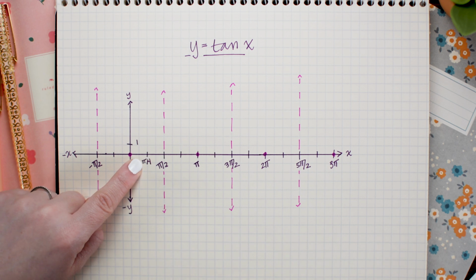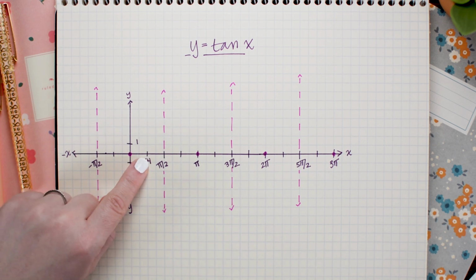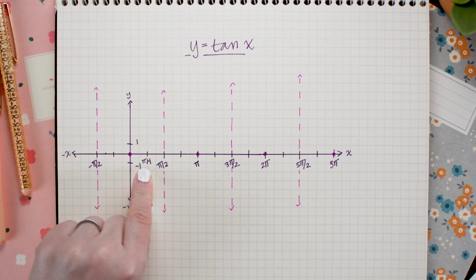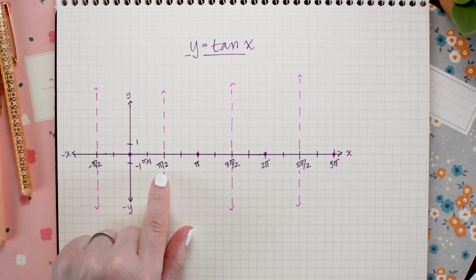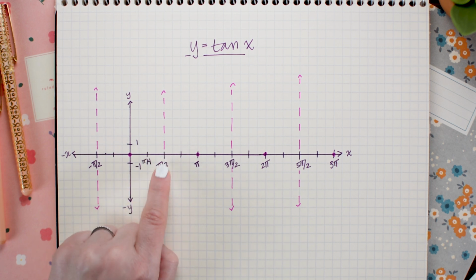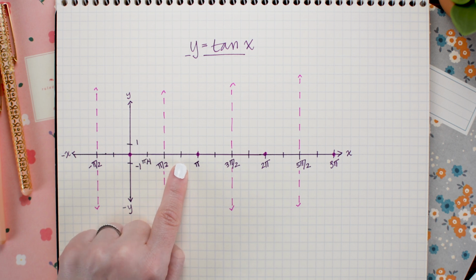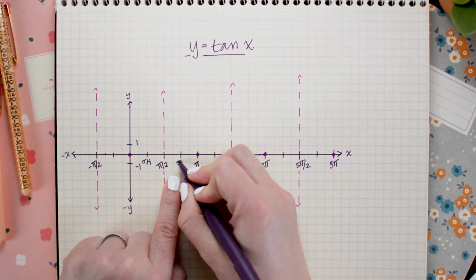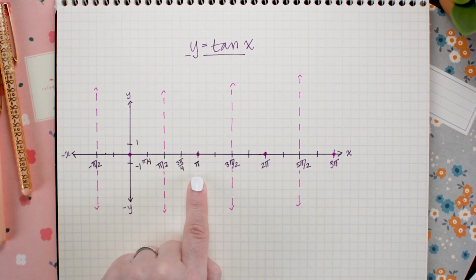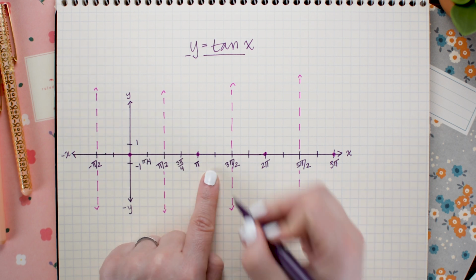Now I'm going to be counting by 1/4. So that means that if this is 1/4 pi, here would be 2/4 pi, which reduces to pi over 2. And then 3/4 pi, or 3 pi over 4. 4 pi over 4, which equals pi. 5 pi over 4.